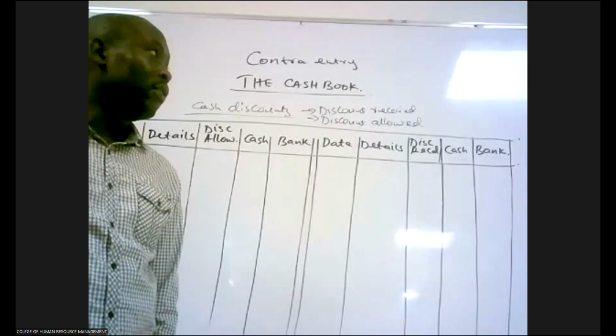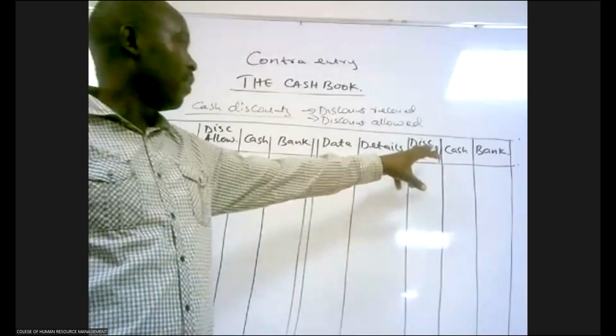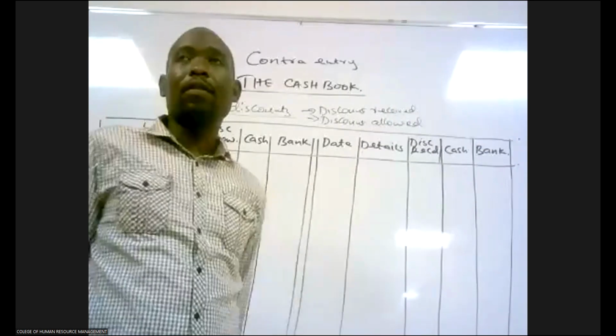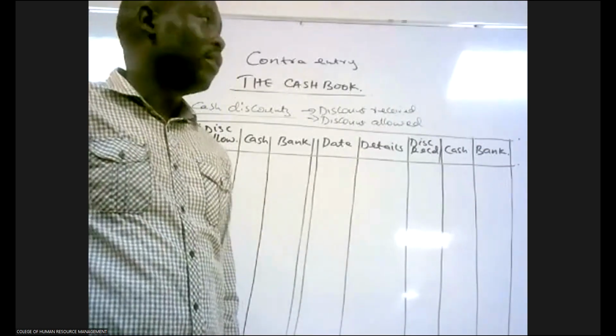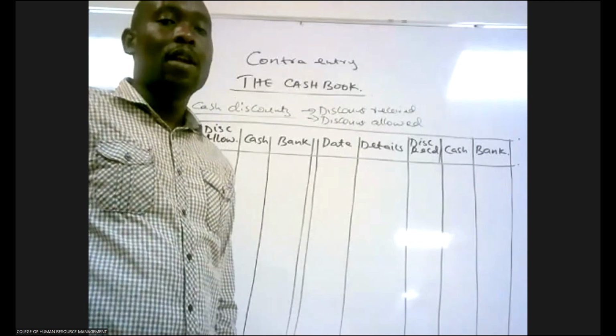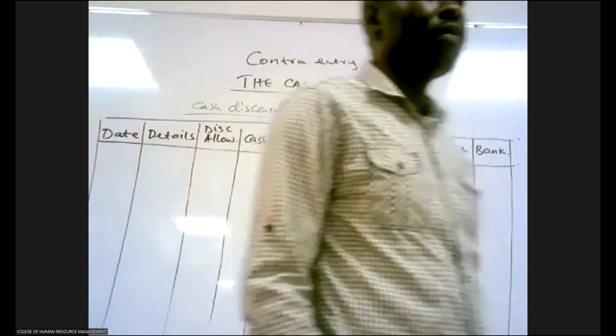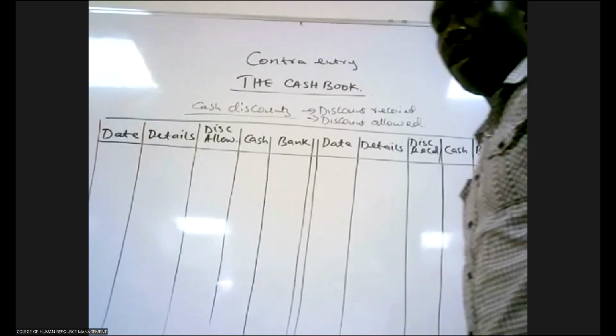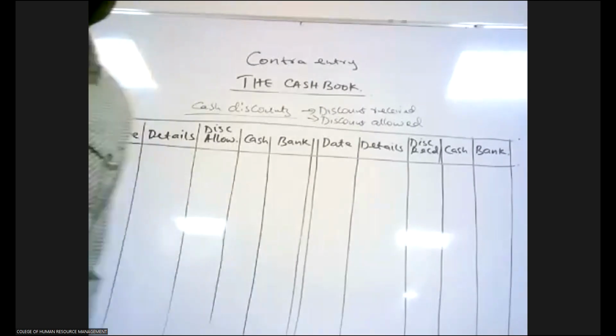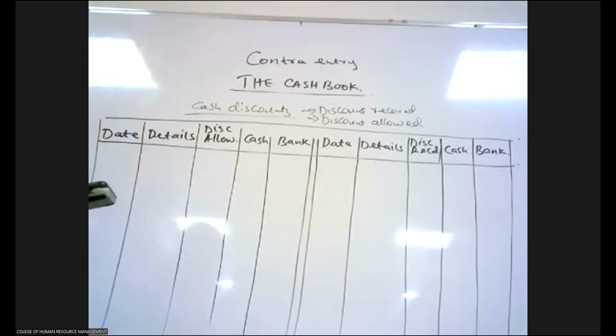The other one, discount received, is an allowance received by the business from the suppliers, to encourage the business to pay its accounts promptly.